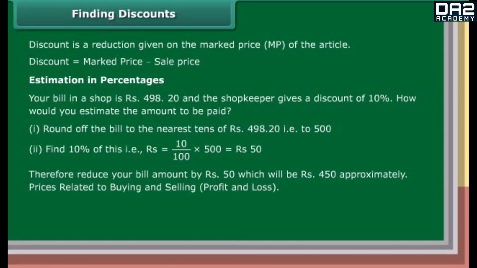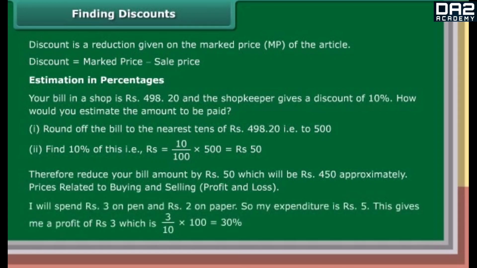Price related to buying and selling, profit and loss. I will spend rupees 3 on a pen and rupees 2 on paper. So my expenditure is rupees 5. This gives me a profit of rupees 3, which is 3 upon 10 into 100, which is equal to 30%.